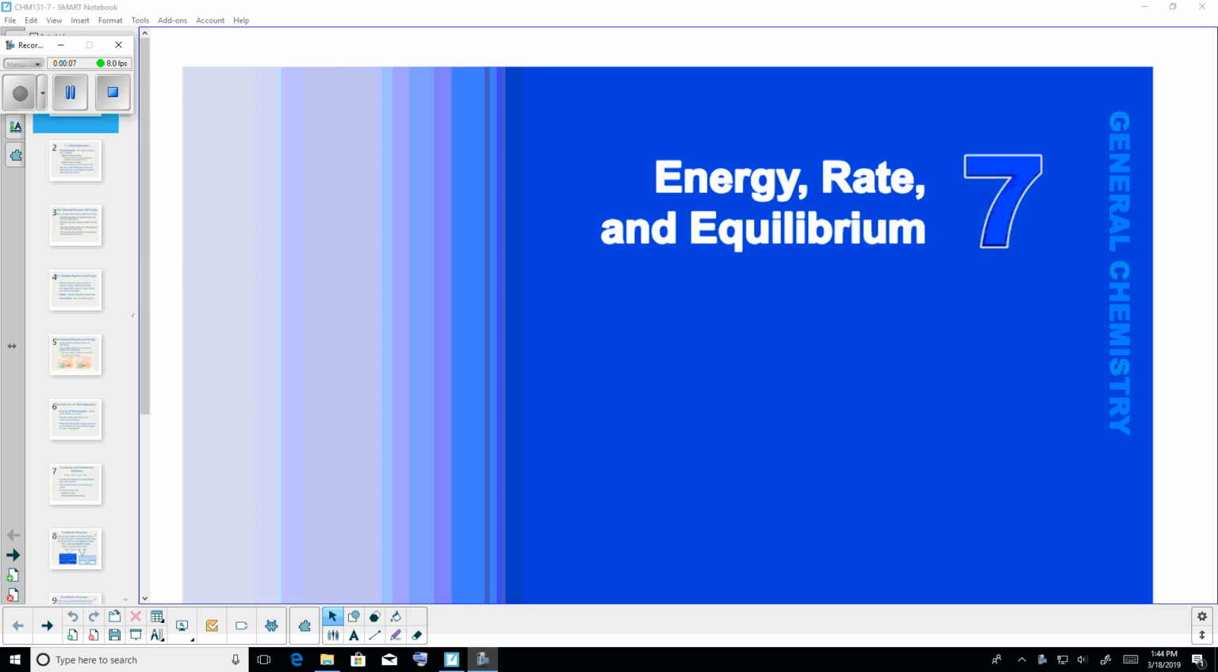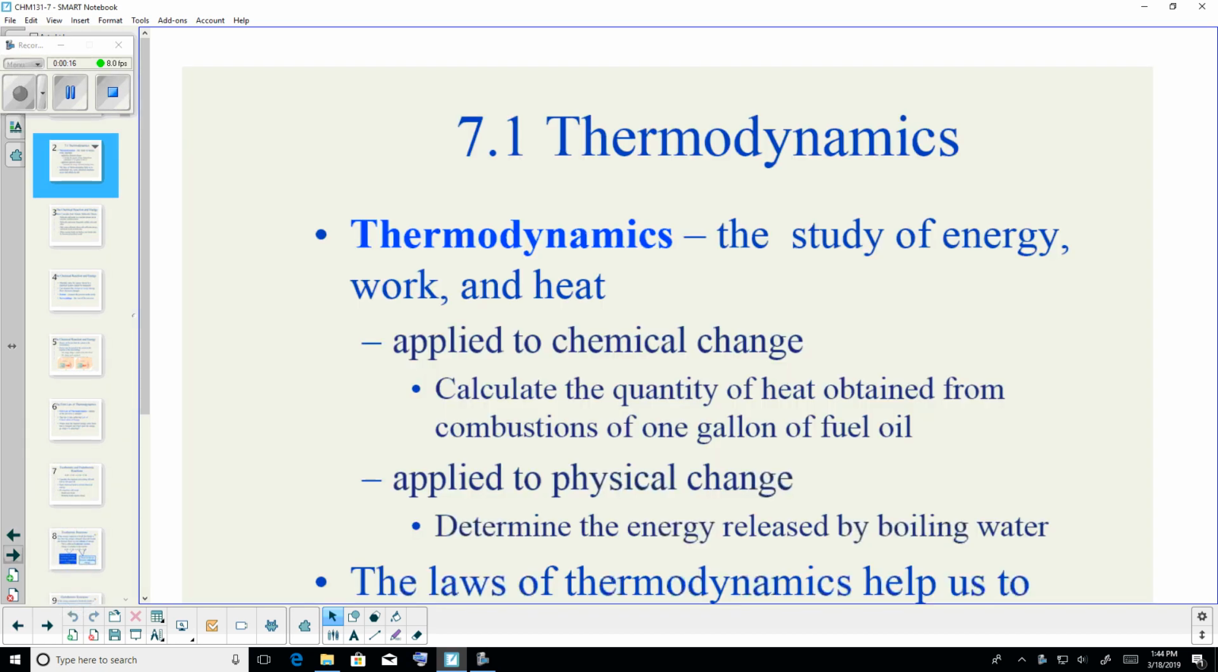Okay, now we're going to talk about energy, rate, and equilibrium. So now we're getting to a little bit more complex concepts. Thermodynamics, the study of energy, work, and heat. We apply it to chemical change, like I said before. In a chemical equation, we either gain or lose heat: exothermic and endothermic reactions.